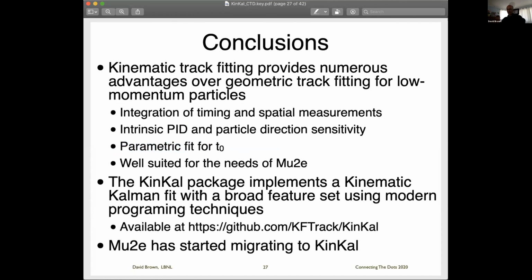The KinKal package implements a kinematic fit with a broad range of features, and we've started to migrate the experiment to use this in Mu2e.